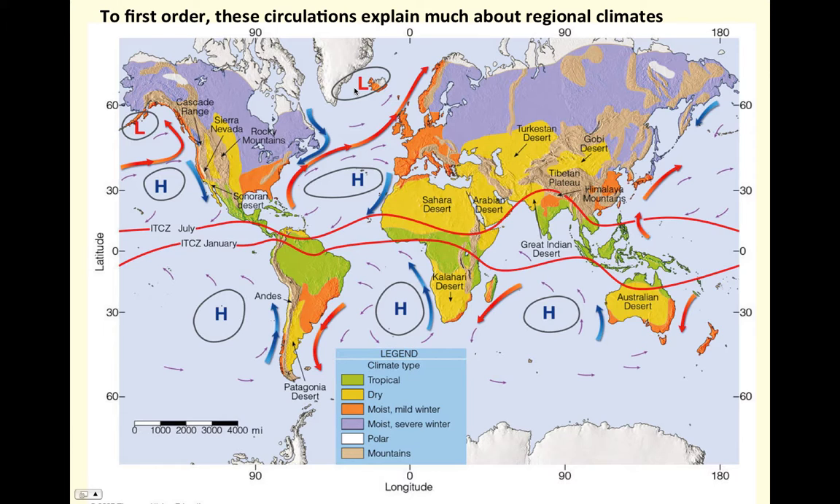Let's start off with the Aleutian low and the Icelandic low. Here's the Icelandic low, the Aleutian low. Air is going to flow counterclockwise around those thermal lows, forcing air to come up from the south on the right side of them and come down from the north on the left side of them. That changes the climate for those regions surrounding those lows.